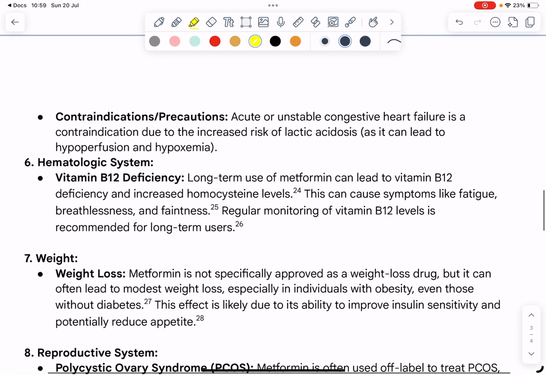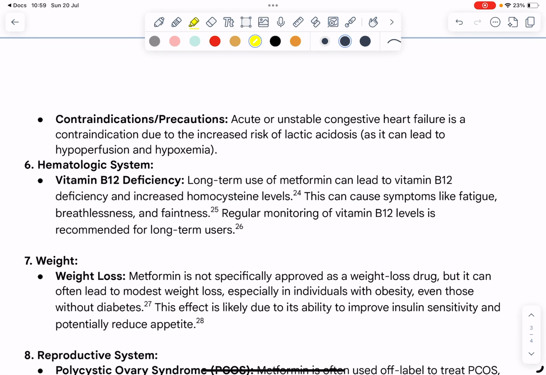So what are the contraindications for metformin? You should be very careful, as precautions should be taken, because in case of acute and unstable congestive heart failure, it has to be used cautiously because it can increase the risk of lactic acidosis, as there is already hypoperfusion and hypoxia. In such conditions, you need to go with insulin.